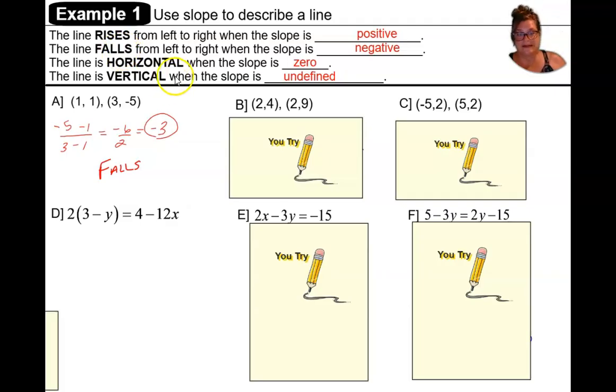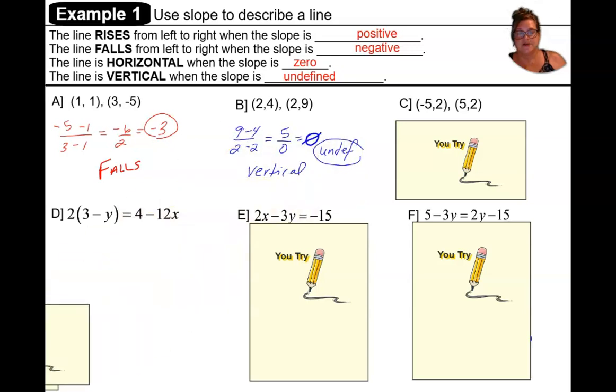It's a decreasing slope. In example B, we're taking 9 minus 4 divided by 2 minus 2. 2 minus 2 is 0, and we cannot divide by 0. So this slope is undefined. That's indicated by a 0 with a slash through it. That symbol means undefined. And since it's undefined, the line is vertical.